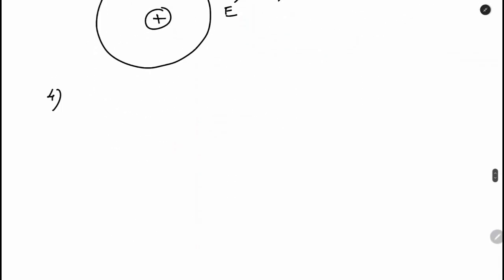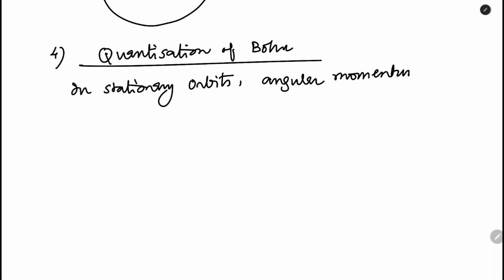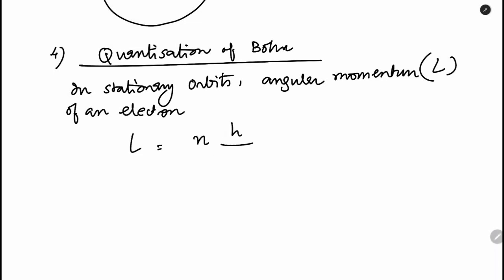And in his fourth postulate, which is famously called quantization of angular momentum, Bohr says that in stationary orbits, the angular momentum, which is denoted as L, of an electron around the nucleus is L = nh/2π, where n is an integer. Okay, so these are the four postulates of Bohr.